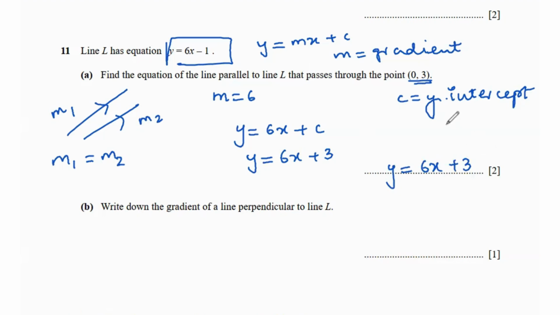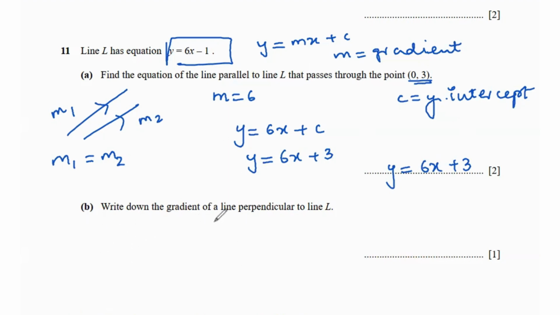Two key points. Parallel lines have the same gradient. So whatever the gradient is of the line given, that will be the gradient of the other line as well. And then y-intercept always has x equal to 0. So if you have identified these two things, you can easily create your equation.